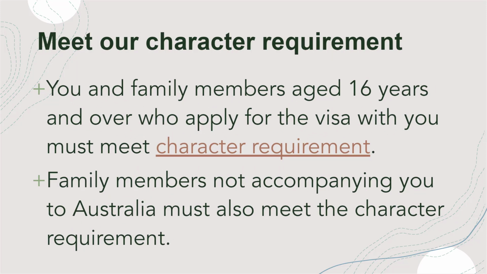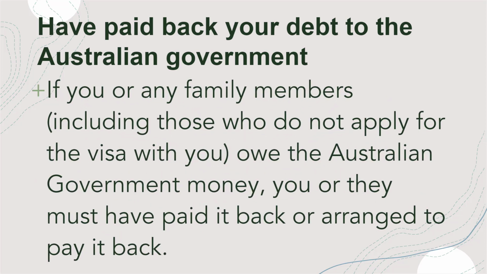You and family members aged 16 years and over who apply for the visa with you must meet Australia's character requirement. Family members not accompanying you to Australia must also meet the character requirement. If you or any family members owe the Australian government money, you or they must have paid it back or arranged to pay it back.